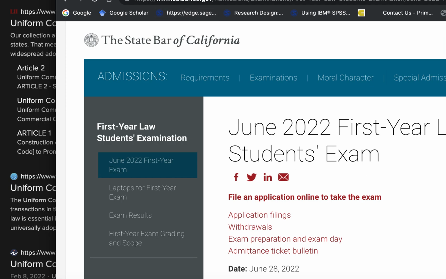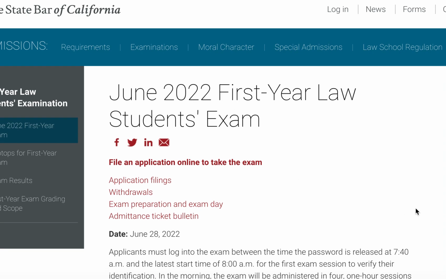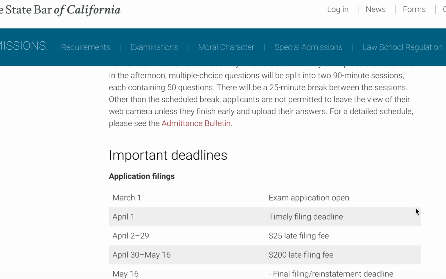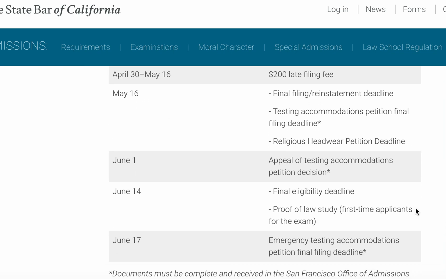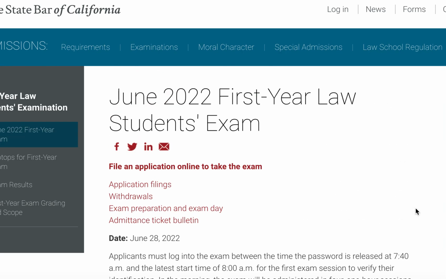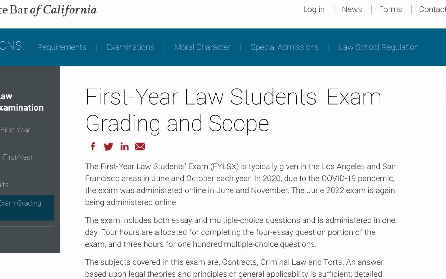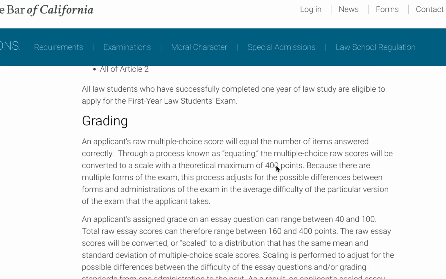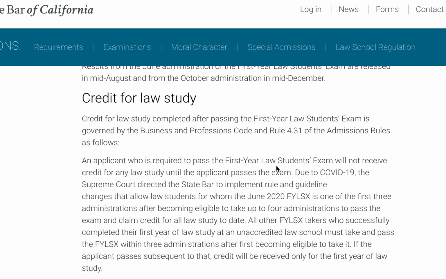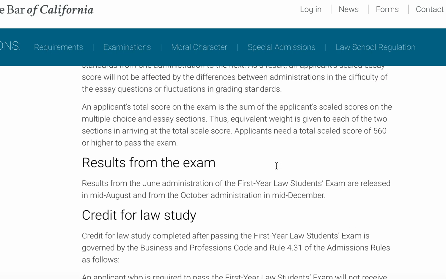So the first year exam. Let's see which portions of UCC, because normally you don't take UCC, but you need to know Article 2 governs goods that are movable, and you need to be responsible for Article 1 and Article 2. Wait a minute, examinations, first year exam grading and scope, that's where it would be. Okay, here. Let's double check what they're saying. Scope. Where's scope? Come on.